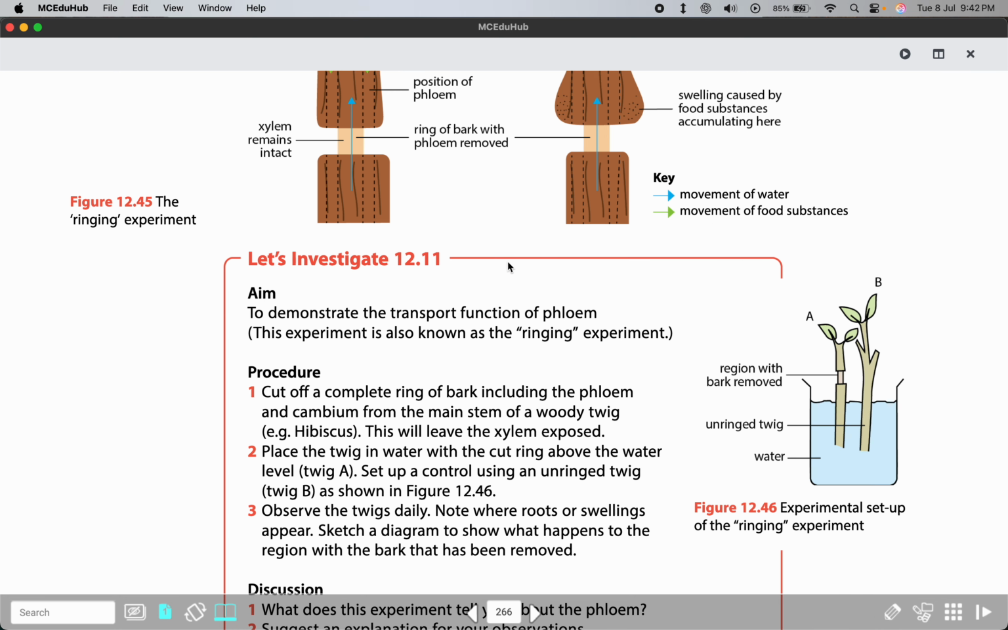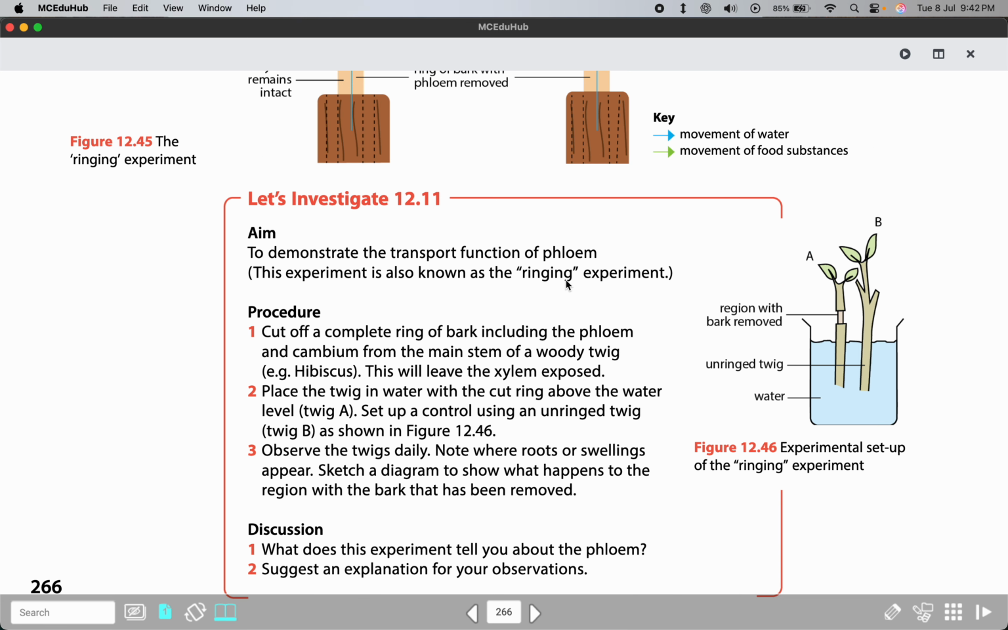Okay, so we can try it. It's not a difficult experiment, but you do need to find some twigs. To do this, you take two twigs, one with the bark removed, so you remove the phloem, the other one is intact, and eventually we'll find that A will die.